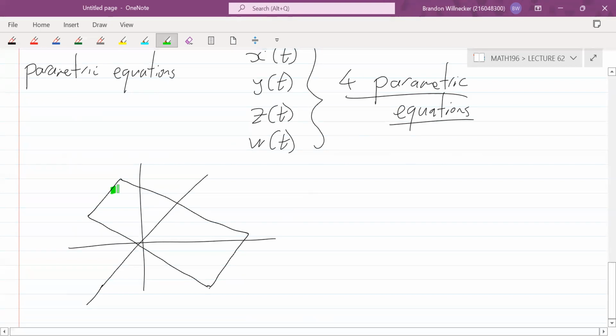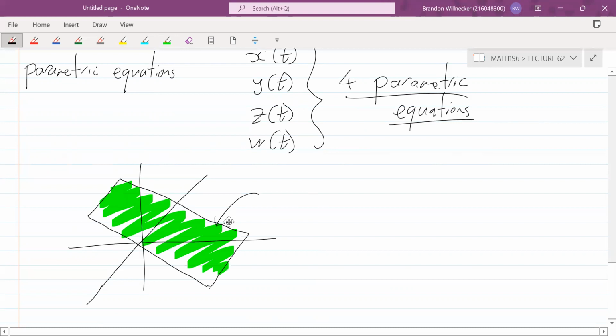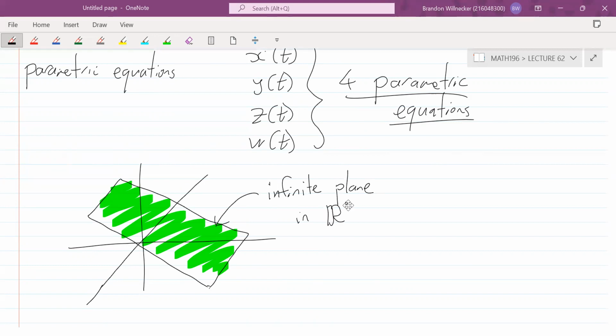You can think of it like a piece of paper, but it's not finite. It's an infinite piece of paper. So an infinite plane in Rn, and we can find an equation that describes the points along here.